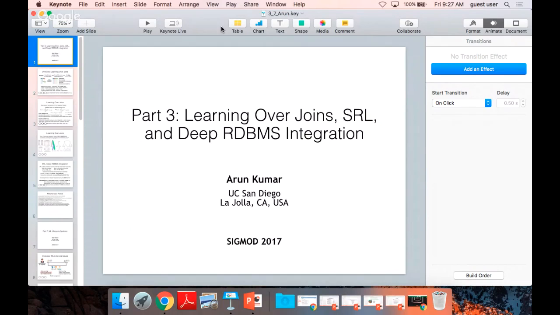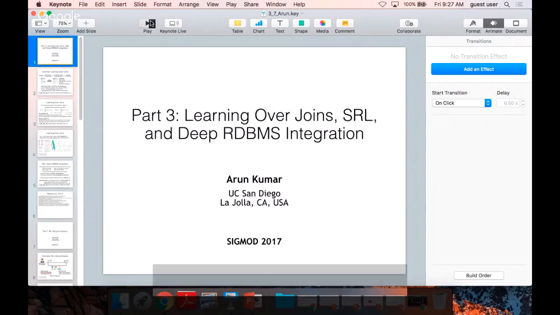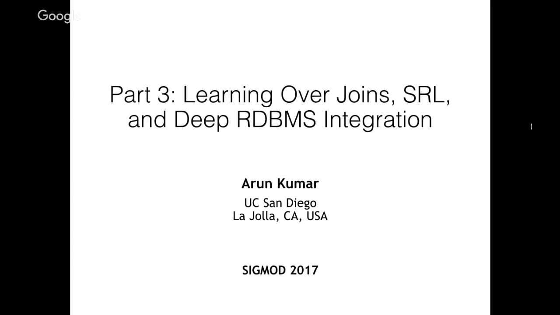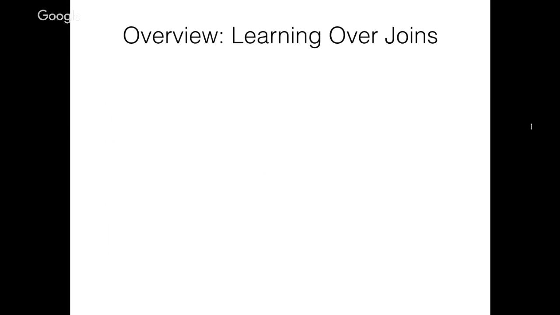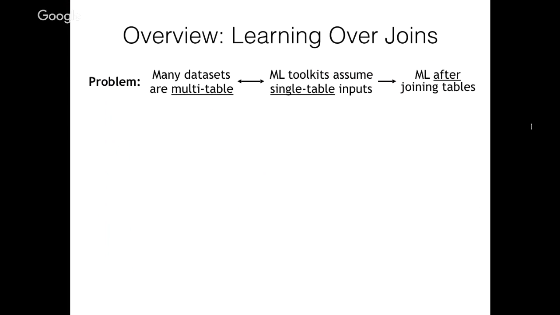So let's get started with deeper integration of data management and machine learning. I'll start with learning over joins, which is a recent research topic that has emerged to address this particular problem. Many data sets in the real world are multi-table, with features spread across multiple tables connected by database dependencies, such as key foreign key dependencies. But most ML toolkits, including all the in-database toolkits and in-memory toolkits, expect the training input to be a single table where all the features are available together.